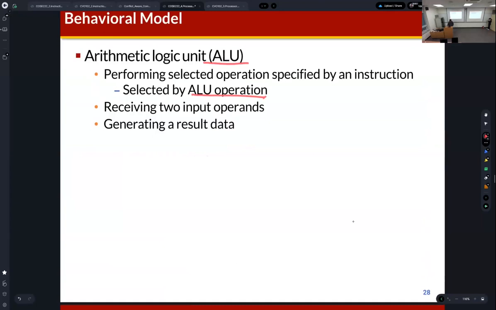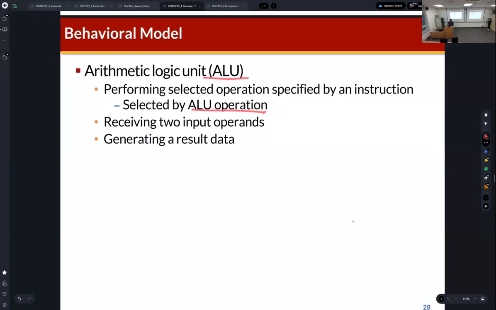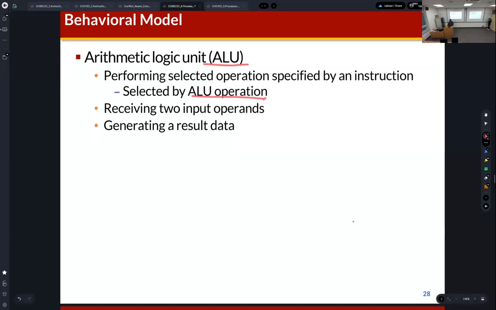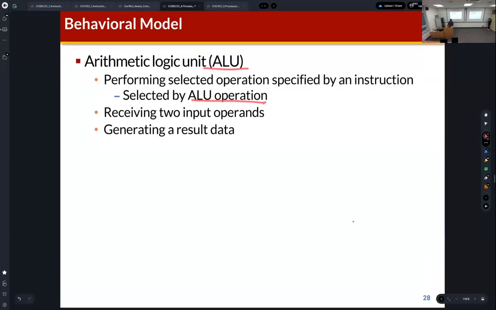We will learn about some detailed operation of the ALU later. But you can just understand that the ALU is just combinational logic, which means that two input data are given to the ALU, then the ALU generates one result data after some delay.